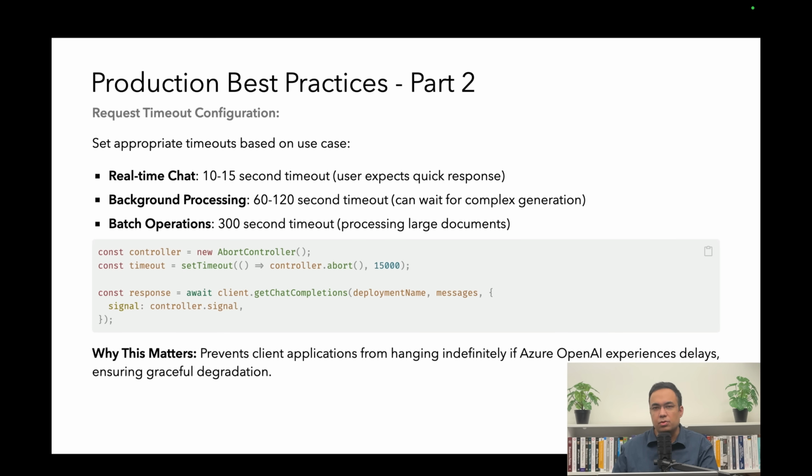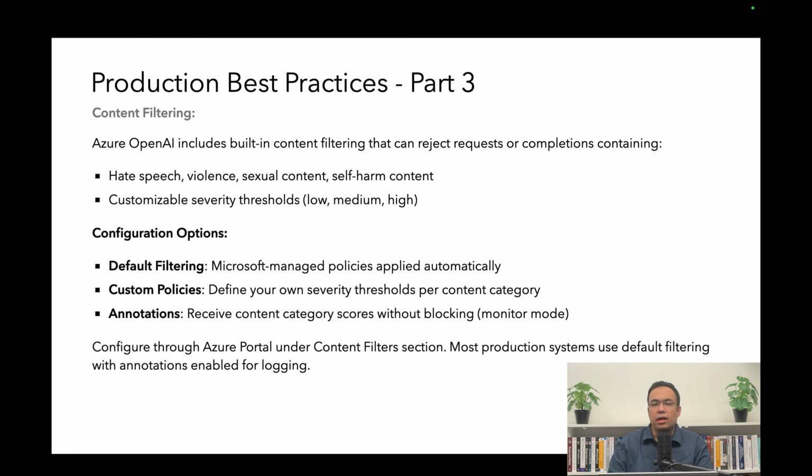With proper timeouts, you ensure graceful degradation. If an API call times out, you can show the user a friendly error message, log the failure for investigation, and keep your application responsive. This is much better than having your application hang while waiting for a response that might never come. Another important production consideration is content filtering, which is built into Azure OpenAI.